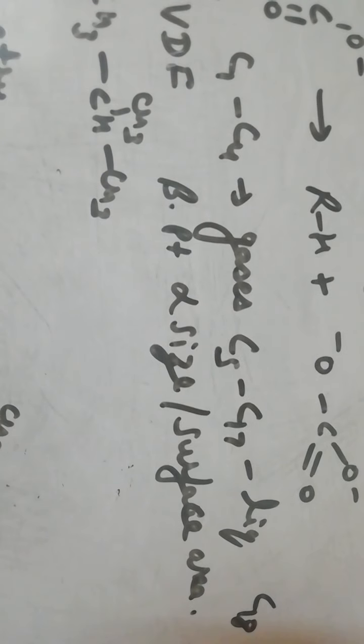Now what are the physical properties? Their state is, from C1 to C4, alkanes having carbon number 1 to carbon number 4 exist in gaseous state. From carbon number 5 to carbon number 17, they exist in liquid state, and carbon number 18 onwards, they exist in solid state.